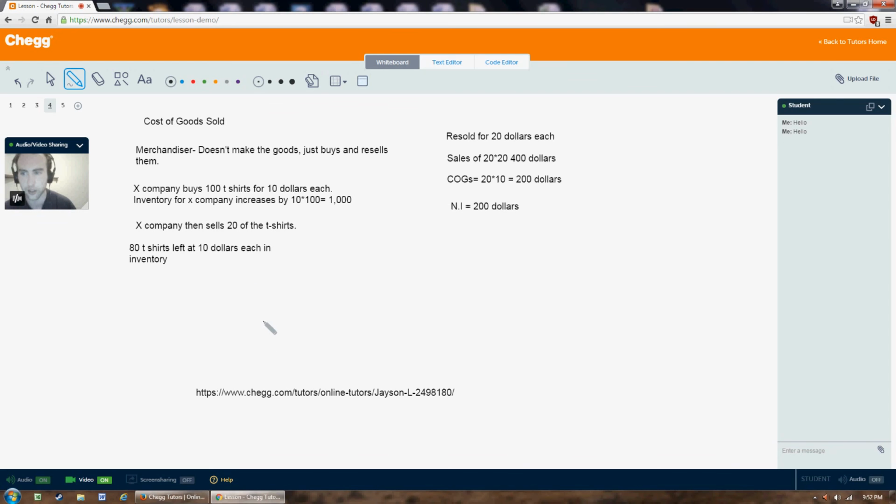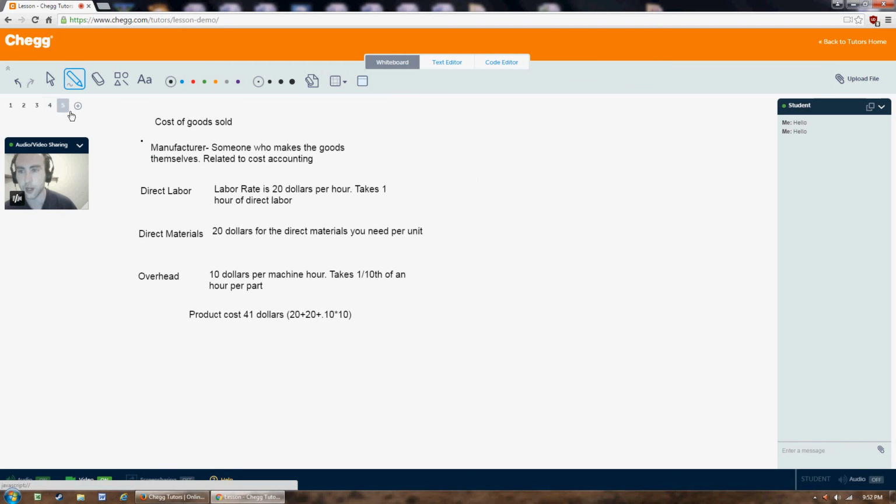by $200. Now, if we're talking about a manufacturer rather than a merchandiser, a manufacturer being someone who makes the parts himself rather than purchasing them, the cost of goods sold is three components combined. It's direct labor, direct materials, and overhead.